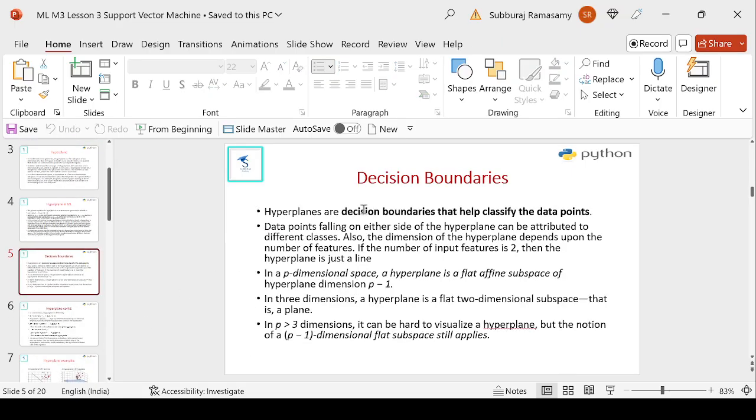What is the decision boundary? Hyperplanes are decision boundaries that help to classify the data points. You understood, I think. Those who bought the car are one class, and those who didn't buy the car are another class. The hyperplane separates them into two. That is called the decision boundary. Data points falling on either side of the hyperplane can be attributed to different classes. Also, the dimension of the hyperplane depends upon the number of features. If the number of input features is 2, then the hyperplane is just a line.